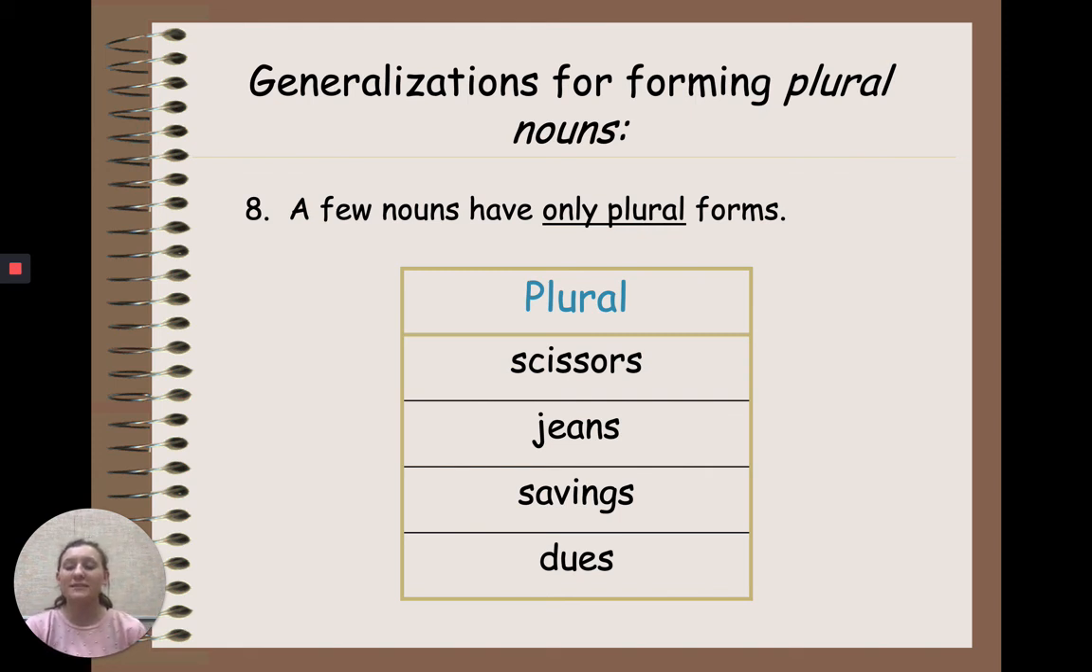Just like jeans, we say, can I get a pair of jeans? But usually a pair means two, like socks. When we put on socks, we put on a pair of socks, but they're two separate socks. But with jeans, we say, I am putting on a pair of jeans, but we're only putting on one pair of jeans. Also, the word savings is only in the plural form, and the word dues.